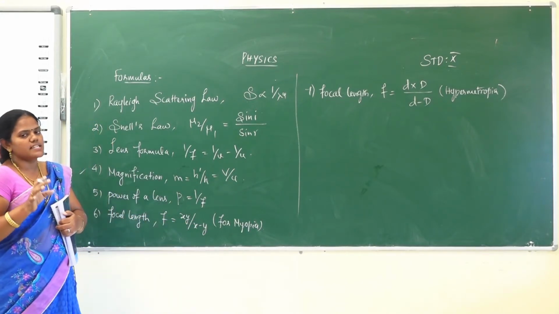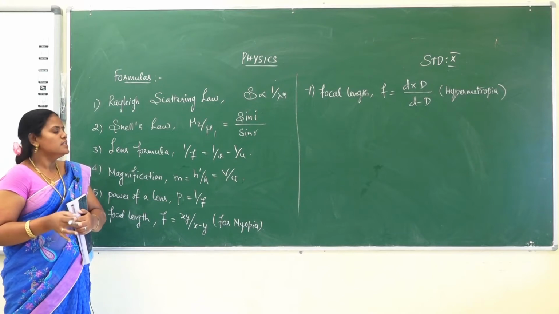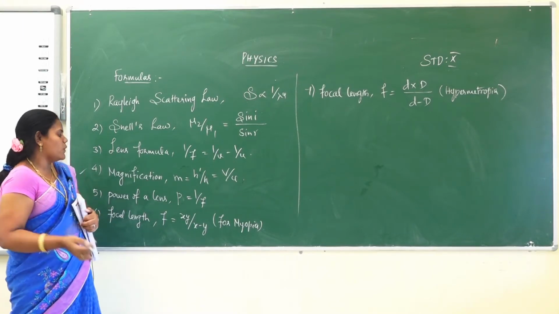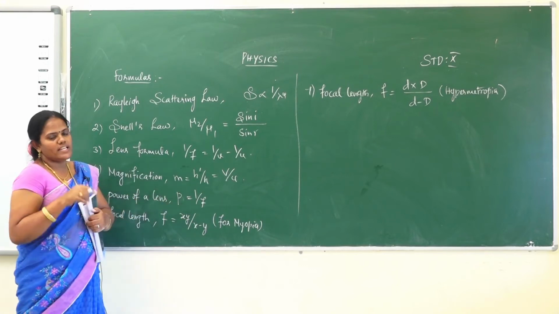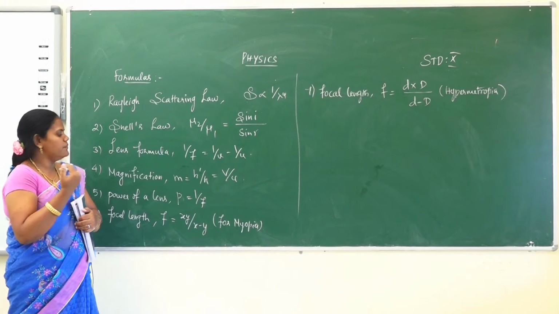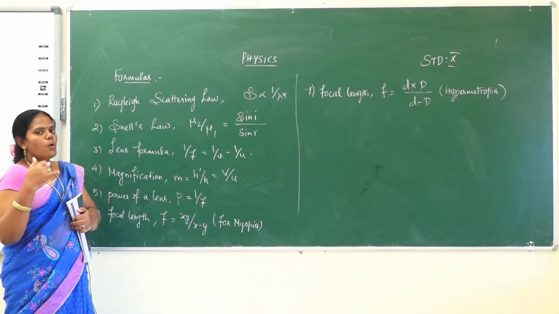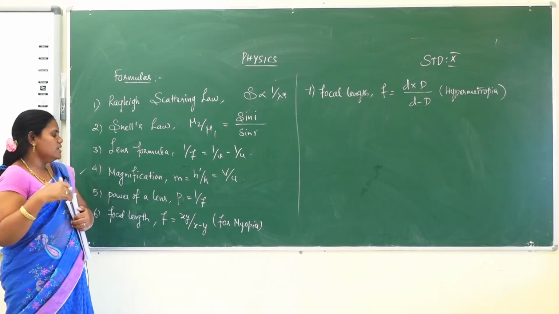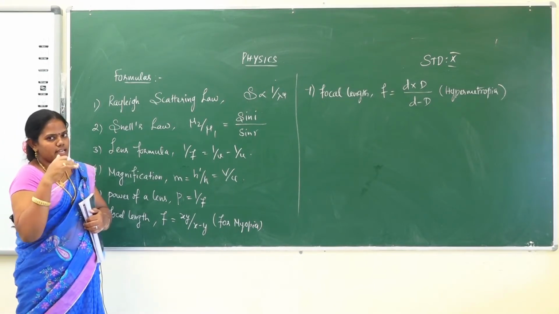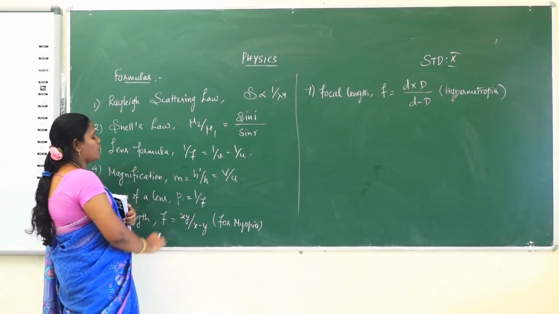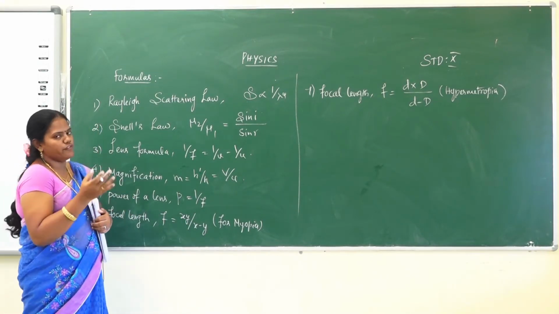So for a person having myopia, the focal length f is equal to xy by x minus y. What is x? What is y? x is the distance up to which the person can see easily. y is the distance up to which the person wants to see. How far they can see, that is x. How far they need to see, that is y. So that is xy by x minus y. That is for a person with the myopia defect.